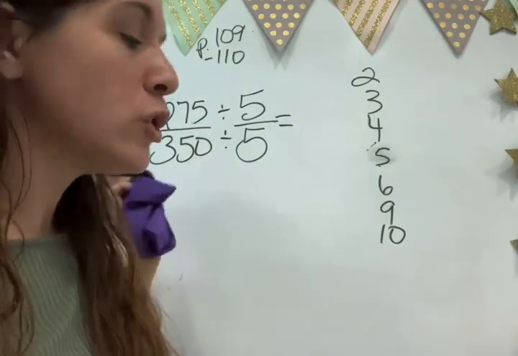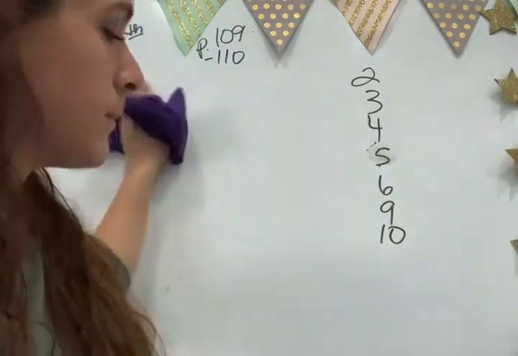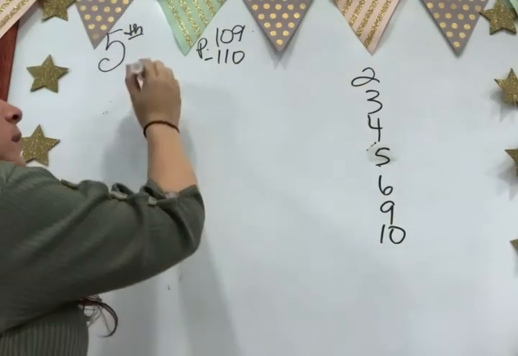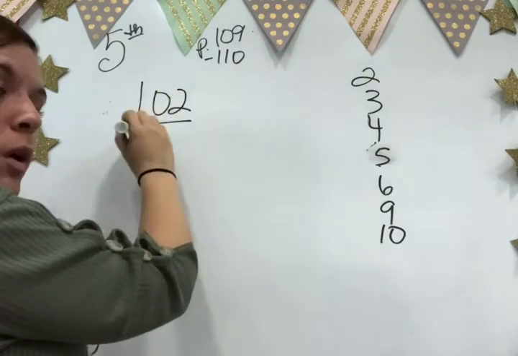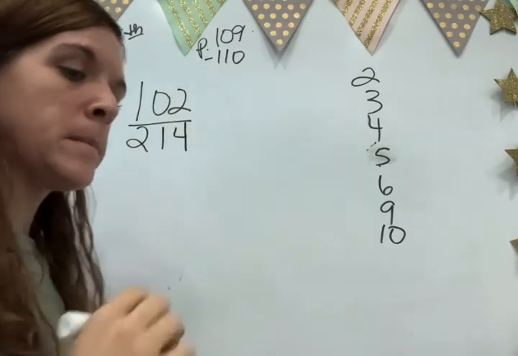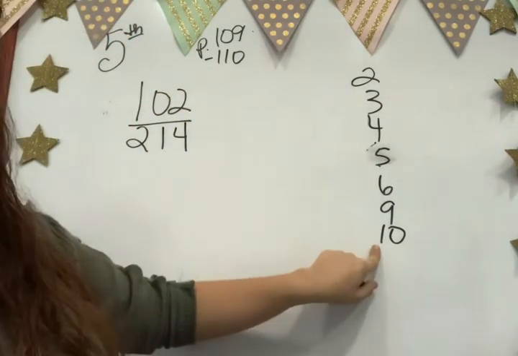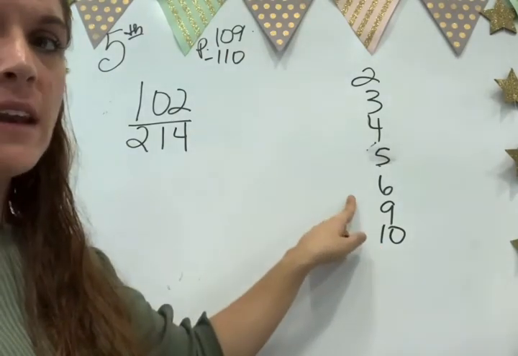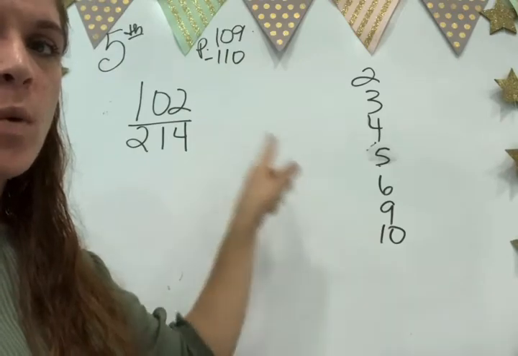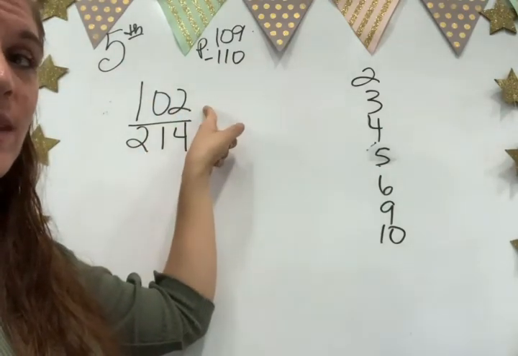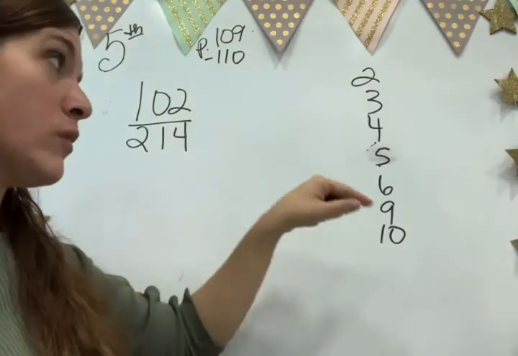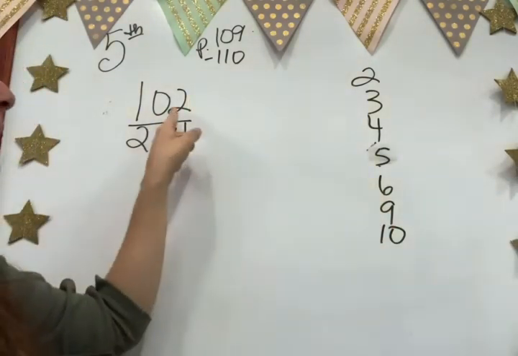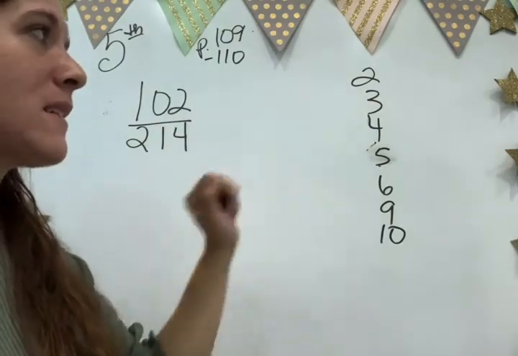Look at 102 and 214 for letter C. Okay. Can you divide by 10? No, because they don't end in 0. Can you divide by 9? Well, 1 plus 2 is 3, and you can't do 3 divided by 9. So no. Can you divide by 6? Well, they're both even, but 1 plus 2 is 3, and 3 divided by 6 is impossible.